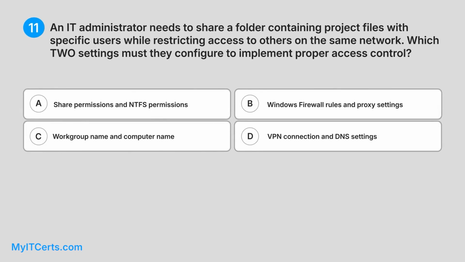11. An IT administrator needs to share a folder containing project files with specific users while restricting access to others on the same network. Which two settings must they configure to implement proper access control? A. Share permissions and NTFS permissions. B. Windows firewall rules and proxy settings. C. Workgroup name and computer name. D. VPN connection and DNS settings.